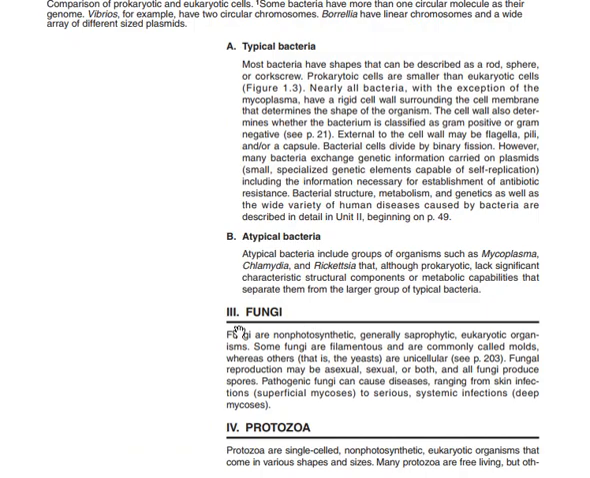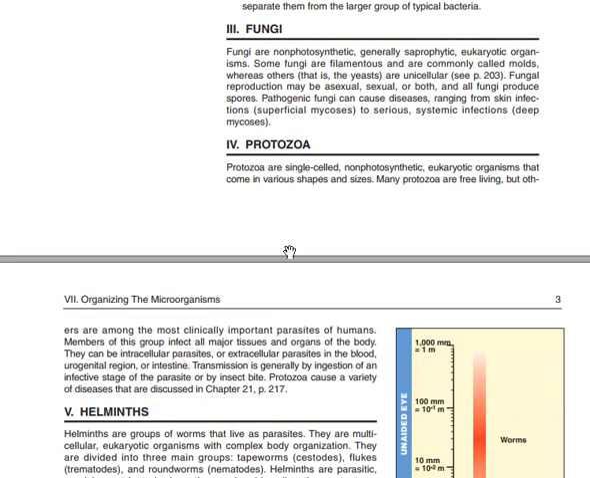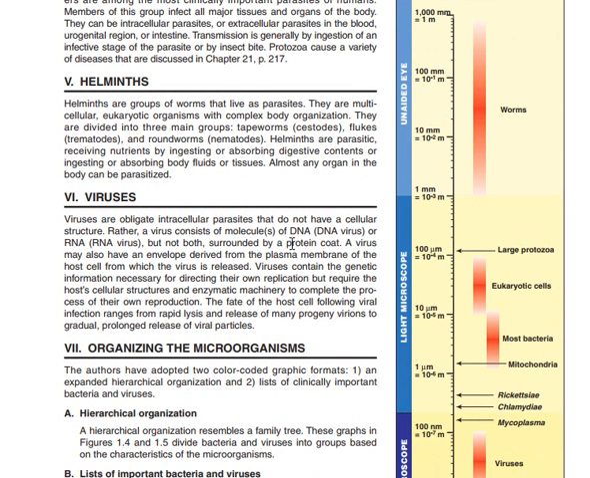Now the next one is fungi. Fungi are non-photosynthetic cells. Is it clear? And they are generally saprophytic and also eukaryotic. Now protozoans are single-celled, non-photosynthetic eukaryotic organisms that come in various shapes and sizes. Those are protozoans.